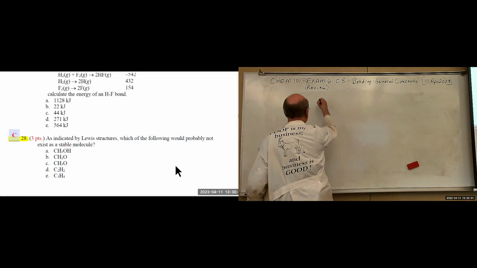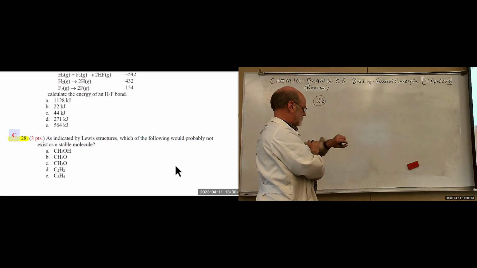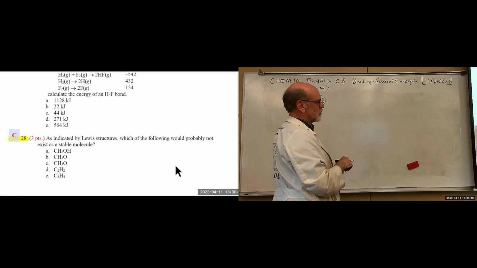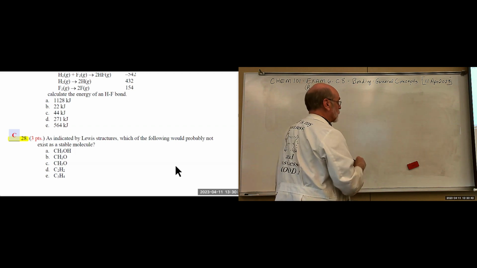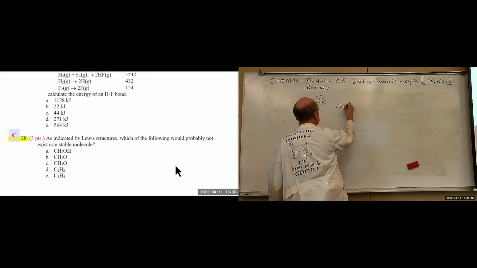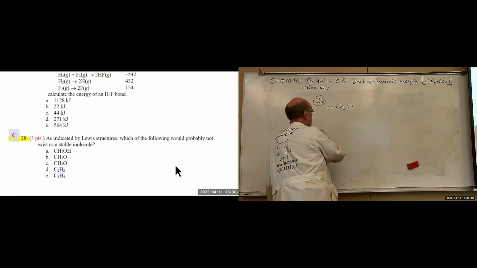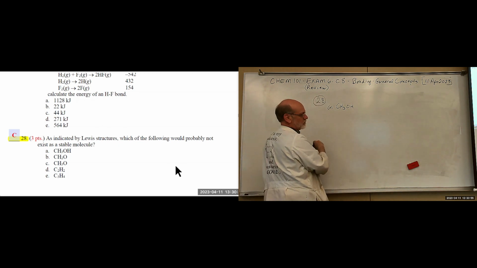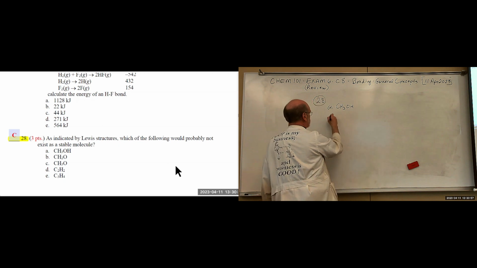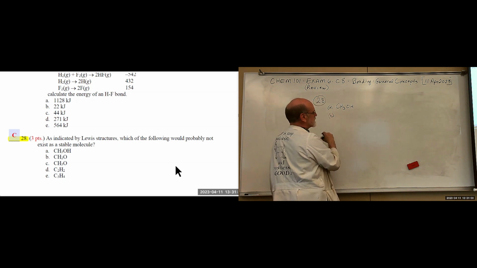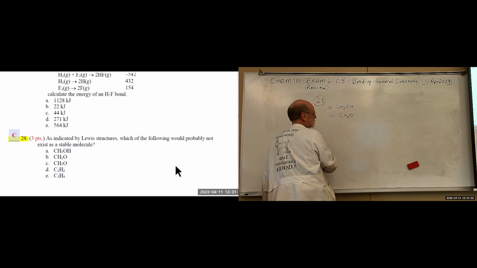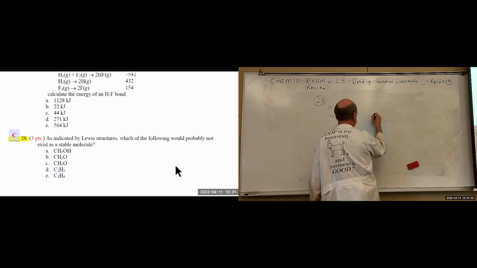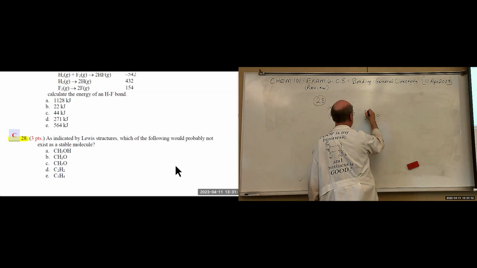Okay, 28. As indicated by Lewis structures, which of the following would probably not exist as a stable molecule? Ooh, okay. CH3OH. I know that is stable. You know what that one is? Methanol, wood alcohol. So we could draw the Lewis structure, but how about we draw CH2O? That's formaldehyde. It goes like this.